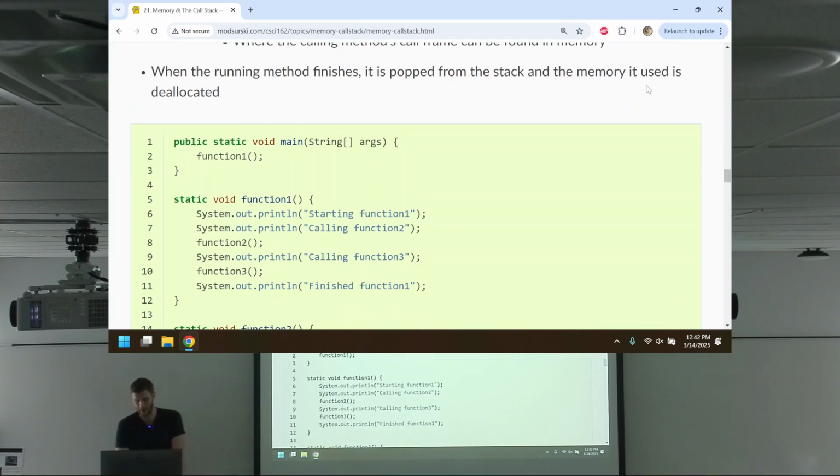So when the running method finishes, it's popped from the stack and the memory that is used is automatically deallocated by the system. Now, the memory management of the stack and the memory management of the heap is a little bit different. The stack is a little bit more automatic, where the heap, that's where the garbage collector has to come and check, is there a reference to this anymore? If not, we can get rid of it, that type of thing.